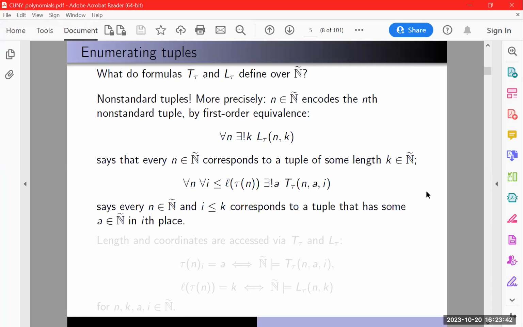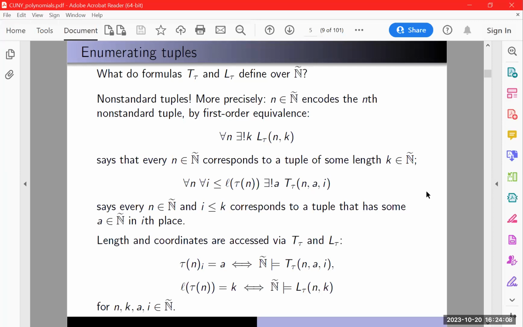And then the same happens with the ith coordinate. We can write a formula that says that every tuple at every i in the appropriate range has a unique number sitting there. So now our non-standard tuples, well, we don't quite know what they are, but we know that they have length and they have coordinates where at each coordinate there is some particular element of N tilde. So whenever we want to talk about these coordinates or length, we can just use those formulas and we can access them that way.